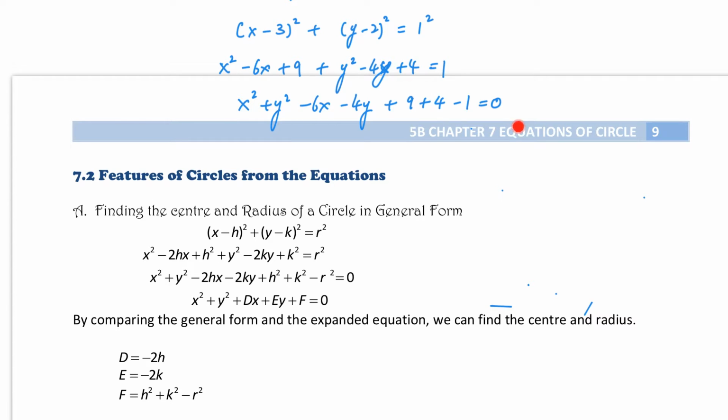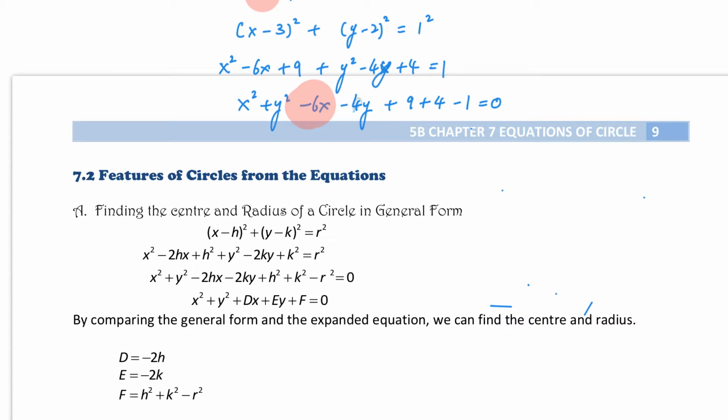If this is the general form, how can we find the center? For example, I know this is negative 6x. What is the value of the x coordinate of the center? We use negative 6 divided by negative 2. Then you can find the relationship between them.